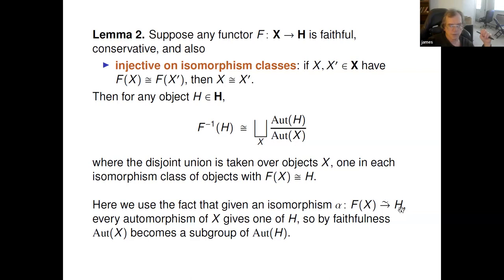Then because our functor was faithful, which we're assuming, the map from the automorphism group above to the automorphism group below is one-to-one. And so the automorphism group of the object above is a subgroup of the automorphism group down below. So this is very Klein geometry-esque. That's right.